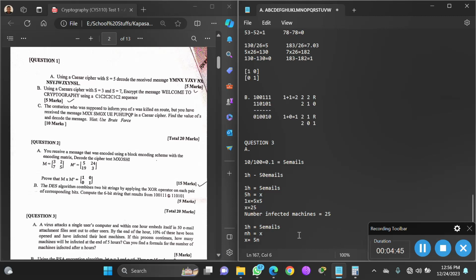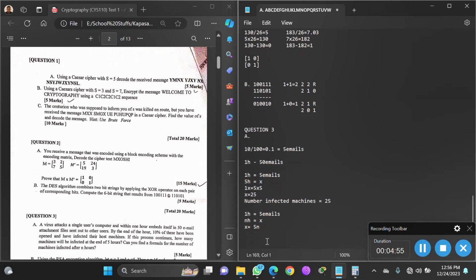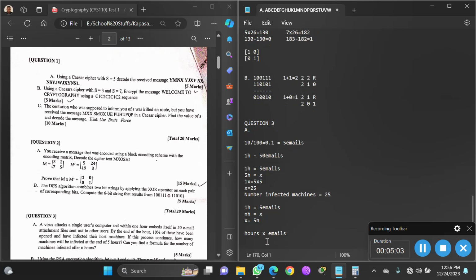So we can have something like this, but to simplify things, here we mean hours times number of emails, for us to get those formulas we are coming up with. So that's the actual formula, but the answer should be 5n, and the other answer should be 25, number of infected machines, formula 5n. So that's it for question 3a.